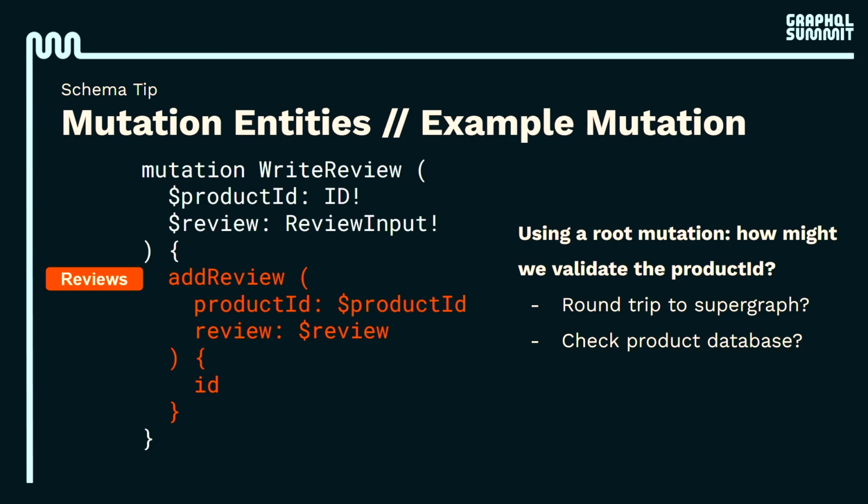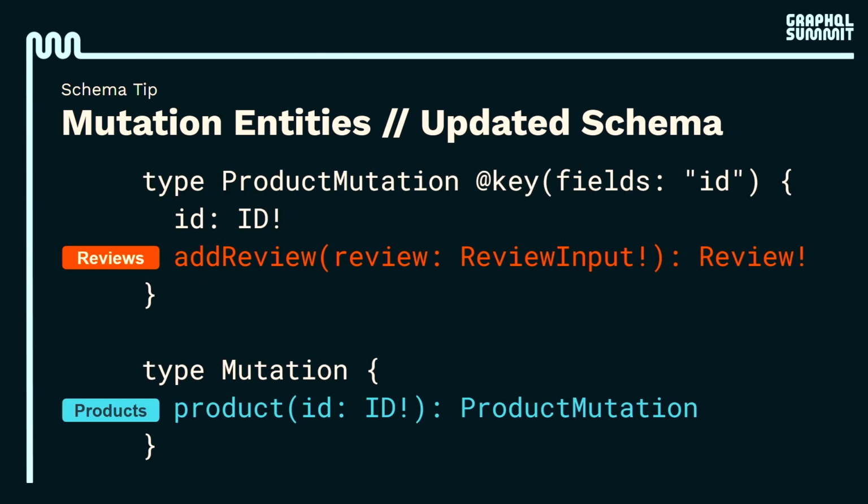And this is great, but now you have the reviews team talking directly to the product team's resources, which is exactly what you were trying to avoid with the supergraph. So let me propose a different idea. Remember that mutation entities don't just have to be on the query side. They can be on the mutation side as well. So take a look at this schema.